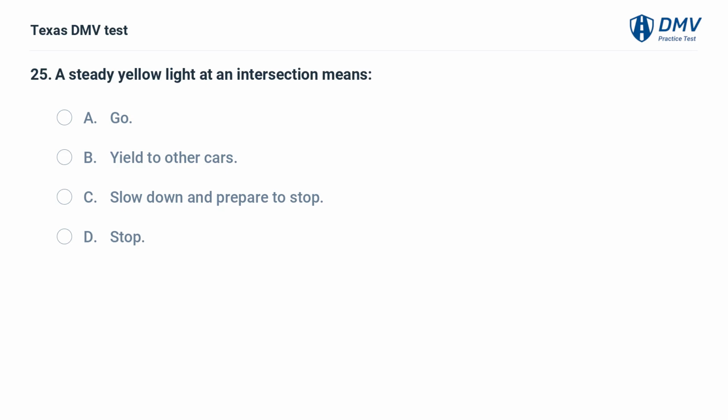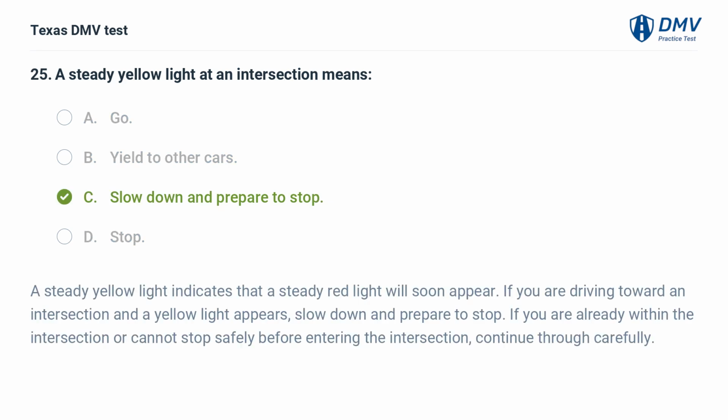A steady yellow light at an intersection means: A. Go. B. Yield to other cars. C. Slow down and prepare to stop. D. Stop. C. Slow down and prepare to stop.